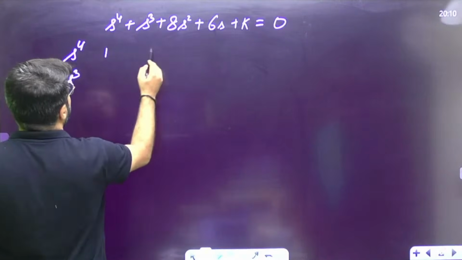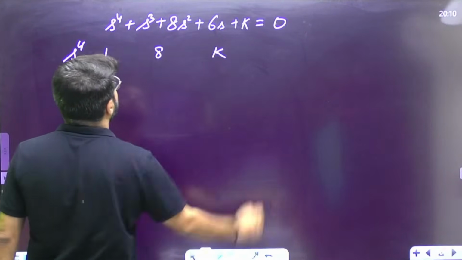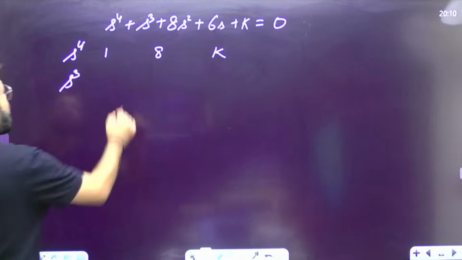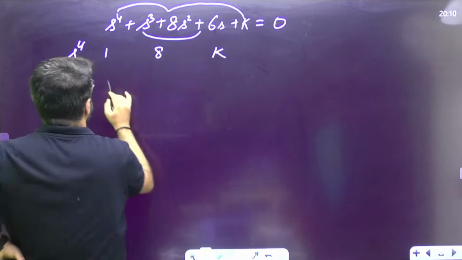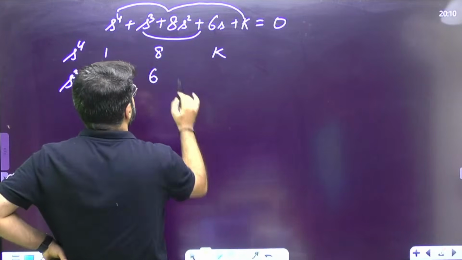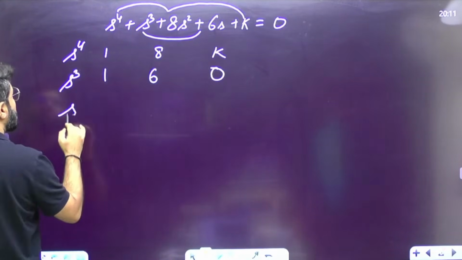For the Routh array, s power 4 row: 1, 8 and k. Alternate these terms. The s cube row: 1 and 6, and then 0. Then the s square row.